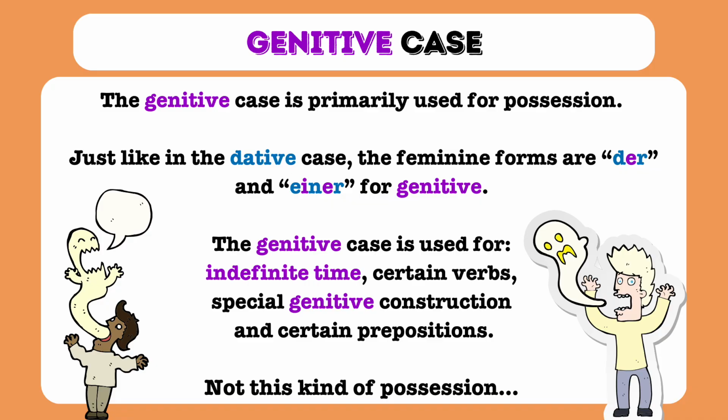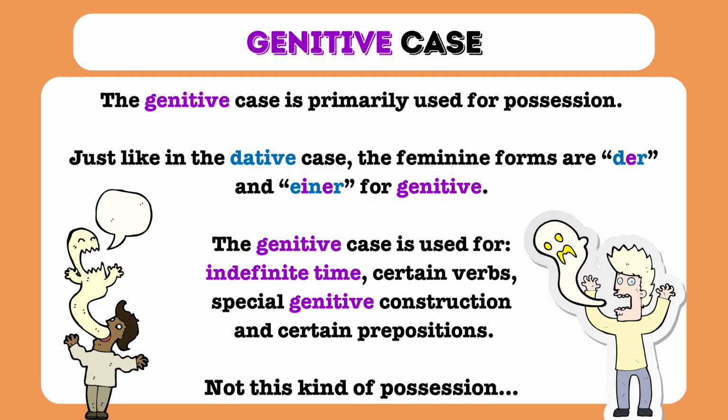Our fourth and final case is the genitive case, or the Genitive. This is primarily used for possession. Not that kind of possession, but just showing that someone owns something, or someone has something, or this thing is possessed by that other person. Just like in the dative case, the feminine forms are der and einer for the genitive.